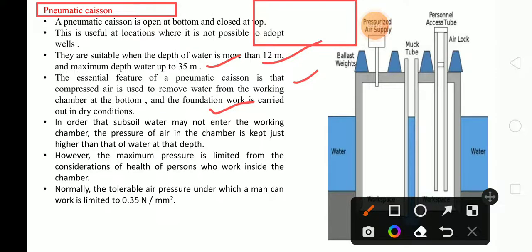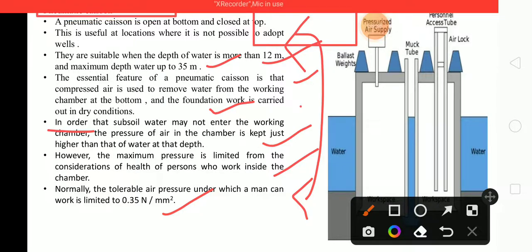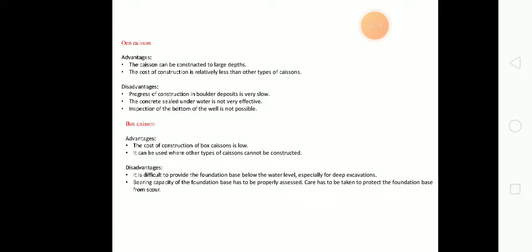So that subsoil water may not enter the working chamber, the pressure of air in the chamber is kept just higher than that of the water at that depth. However, the maximum pressure is limited from the consideration of the health of persons who work inside the chamber. Normally, the tolerable air pressure under which a man can work is limited to 0.35 Newton per mm square. So this is all about the pneumatic caisson.